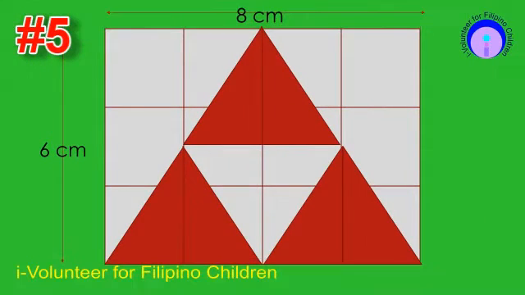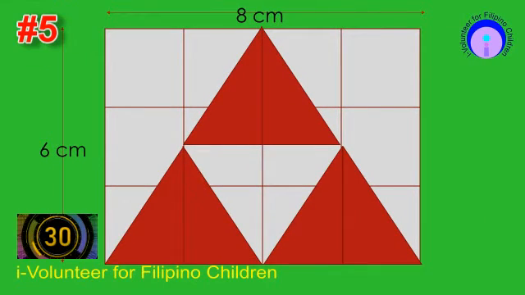Item number 5. Find the area of the red triangles. You still have 5 seconds to finish.